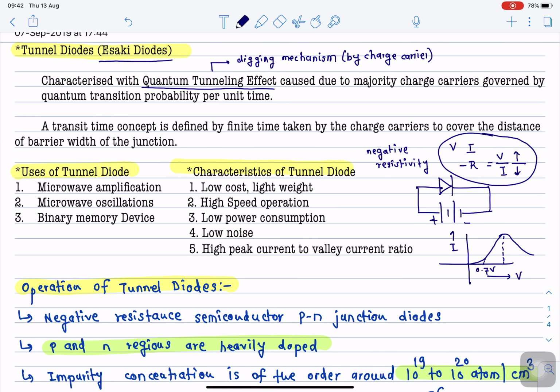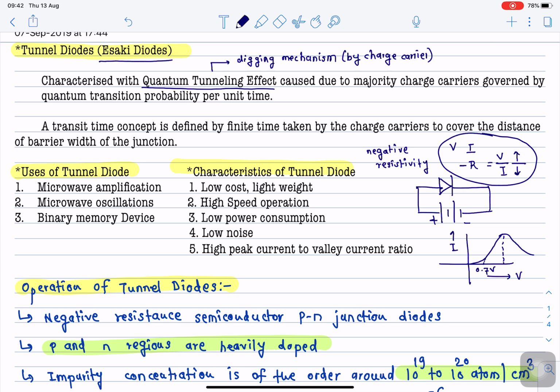First of all, what are the different uses of the tunnel diode? Tunnel diodes are used as microwave amplifiers. We will see that application towards the end. Microwave oscillations can also be generated using this tunnel diode, and being very fast in operation, tunnel diodes are also used as a binary memory element in the construction of computing devices.